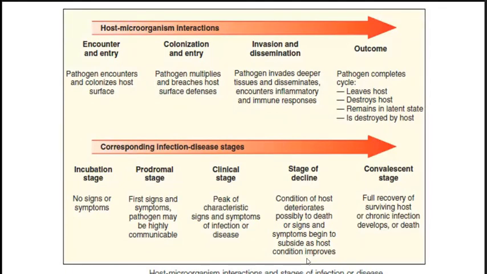So this again shows the corresponding infectious disease stages. We have the incubation stage, prodromal, clinical, stage of decline, and the convalescent stage. In the incubation stage, we already know of the exposure, so we can cut the chain there so that the infection does not proceed. Or at the prodromal stage, you have the signs and symptoms, and you can come up with a specific management. You can also cut the chain there.